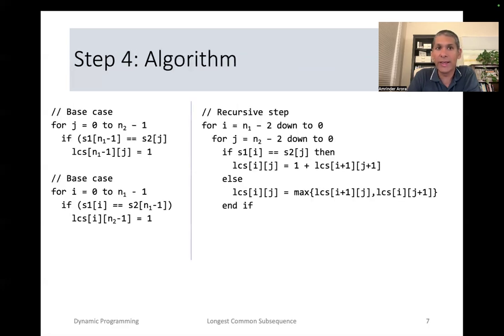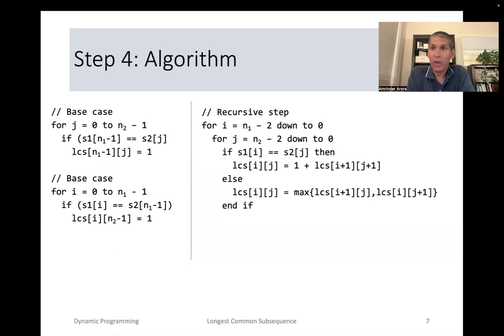So in this case, all that's left for us to do is to come up with the bottom-up traversal of this particular algorithm. We can write a simple base case. For I equal to 0 to N1 minus 1, or for J equal to 0 to N2 minus 1, if S1[N1 minus 1] is equal to S2[J], we would set LCS to 1. We can assume that LCS is an array initialized to 0, so it's an N1 times N2 array, as we can easily observe here.